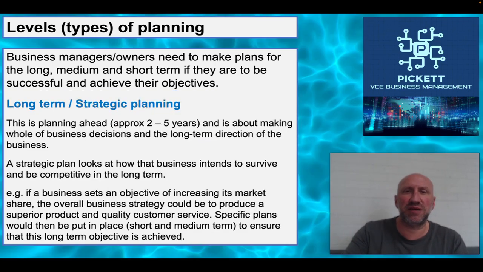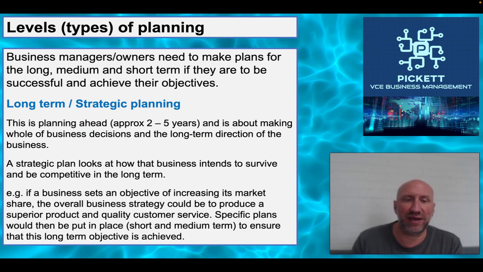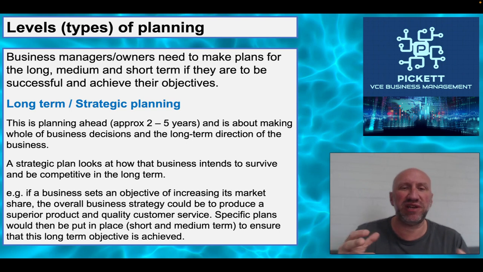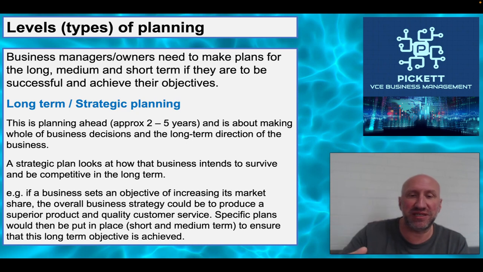So let me demonstrate to you what I mean by that. Let's start with our long-term, or sometimes called strategic planning. So long-term planning, strategic planning. What we're talking about here is planning ahead, generally 2 to 5 years ahead. This is about making whole of business decisions and the long-term direction of the business. So a strategic plan looks at how the business intends to survive and be competitive in the long term. So strategic, long term. Okay, those two words relate to one another.